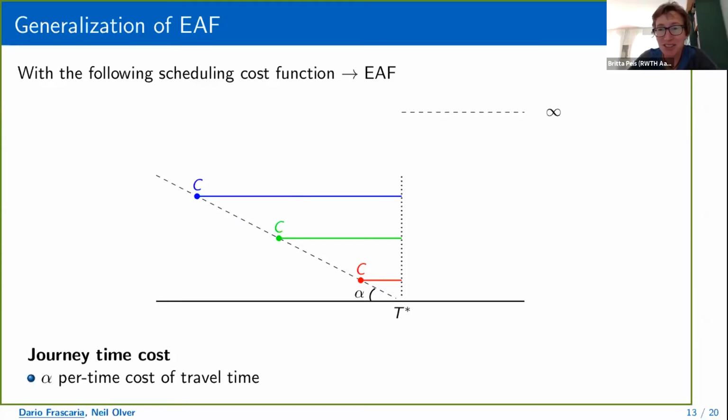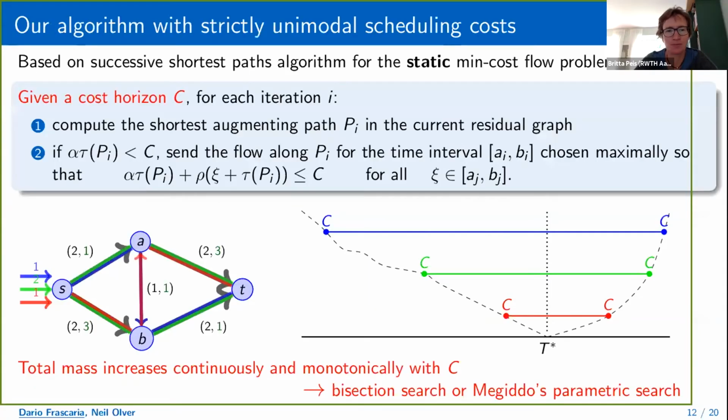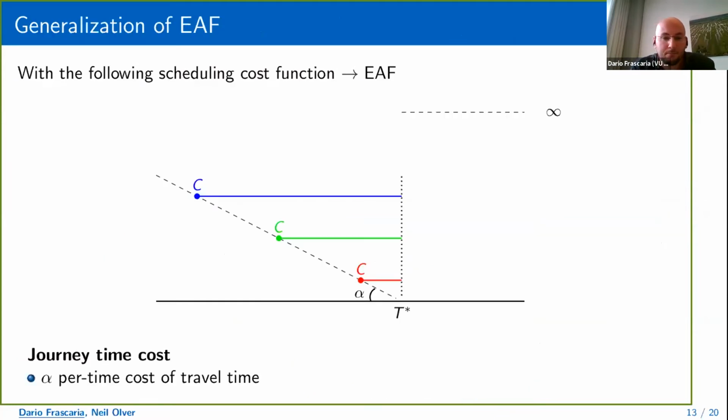Dario, here's a question in the chat. Whether there are some assumptions on the cost function. Does it have to be monotone or something? So no, we can prove it with any general cost function. Now I'm just explaining the situation for a strictly unimodal scheduling cost function because it's easier to understand. But basically, you can prove that the algorithm extends to any general cost function. We just have to change a few details for that. Thanks.